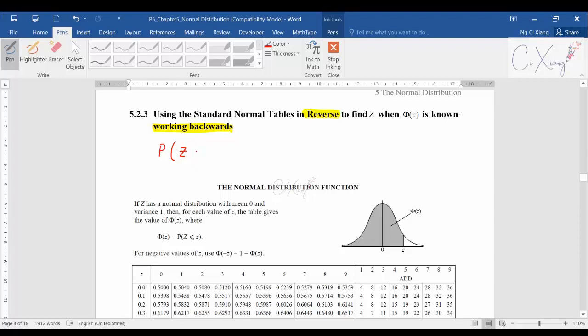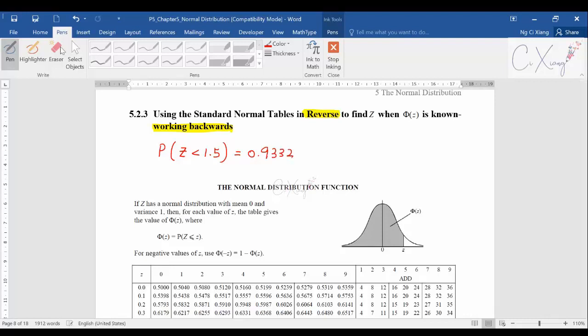Therefore, you need to understand the graph very well. So I take one example. Let's say I have z smaller than 1.5 equals 0.9332. Let's say I already found the answer, 0.9332. For all the previous examples, they actually give you this one: I want to find the probability z smaller than 1.5. Then you take the table and find the value, so you should get 0.9332.